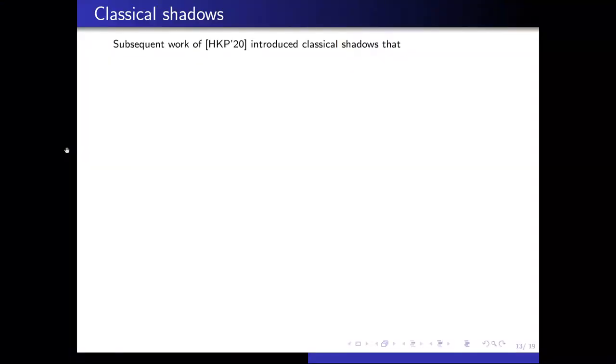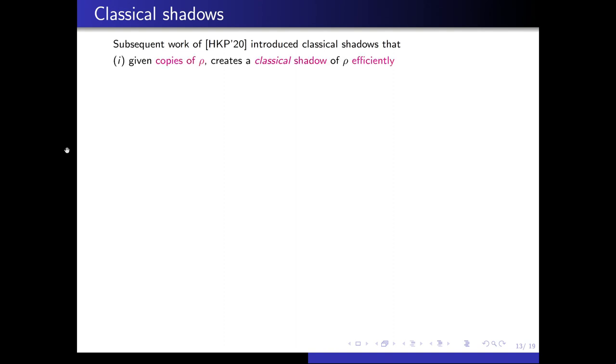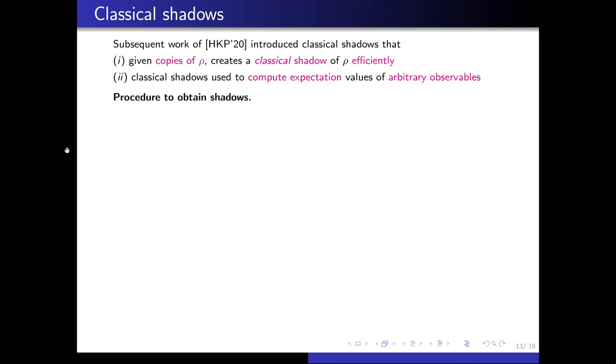But then these guys came up with another protocol based on classical shadows that said the following. I first give you copies of an unknown quantum state rho, and that creates a classical shadow of rho efficiently. And then you can use the classical shadow to compute the expectation values of rho on arbitrary observables of your choice. So I give you copies of an unknown quantum state, you perform some unitary operation and then measurement on it, and produce a classical shadow. Using this classical shadow, you then give me a set of observables, and I can estimate the expectation value of these observables with respect to this quantum state.